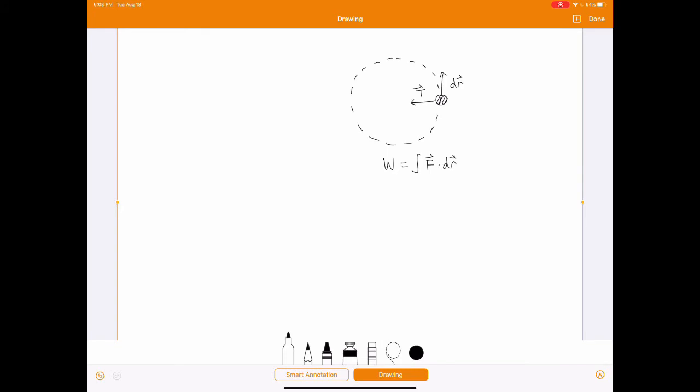That's the most general way to think about it. And in this case, that dot product is going to be 0 because the force and the displacement are at 90 degrees. So in other words, they're perpendicular. Whenever that's the case, the work comes out to 0. Well, the work energy theorem tells us that W net is equal to delta K. So if there's no work being done on this ball, there's no change in kinetic energy at all. So in other words, the ball is just rotating at a constant speed. Its kinetic energy is not changing.